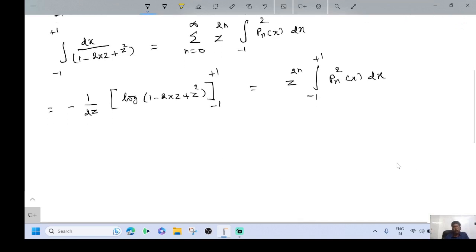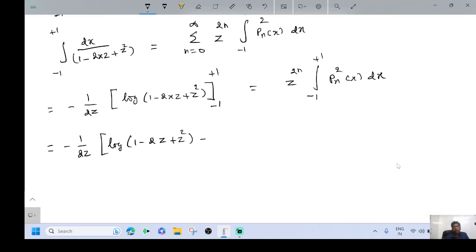Now apply the limits. This is equal to minus 1 divided by 2z times log of 1 minus 2z, instead of x you have to put plus 1, plus z square, minus log of 1 minus, instead of x you have to put minus 1, 1 plus 2z plus z square, which is equal to z power 2n times the integral from minus 1 to plus 1 of pn square of x into dx.